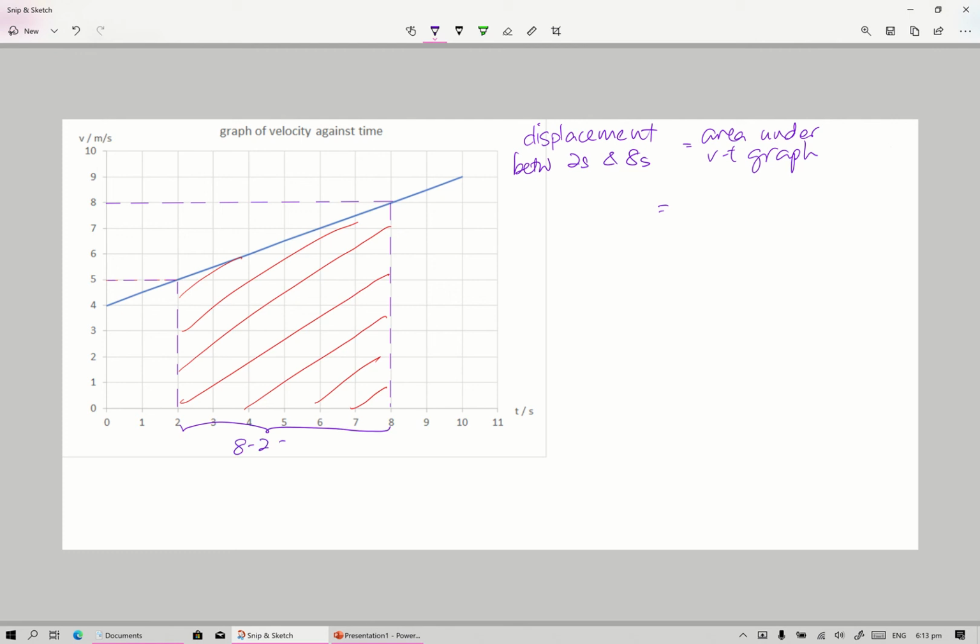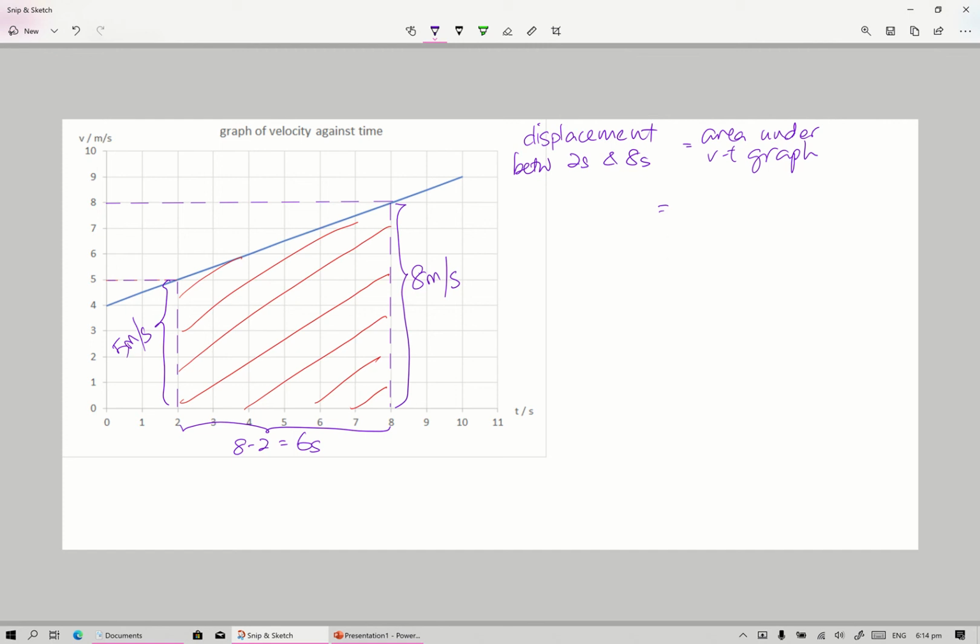Then 8 minus 2 gives you 6 seconds. Over here, from 0 to 8 meters per second, that gives you 8 meters per second. Over here, from 0 to 5 meters per second, that gives you 5 meters per second.